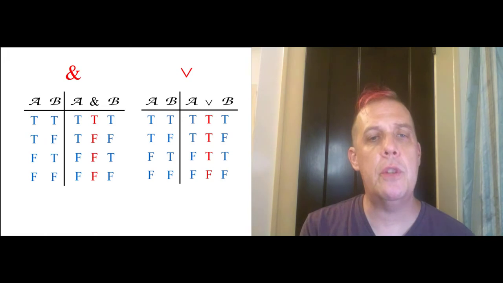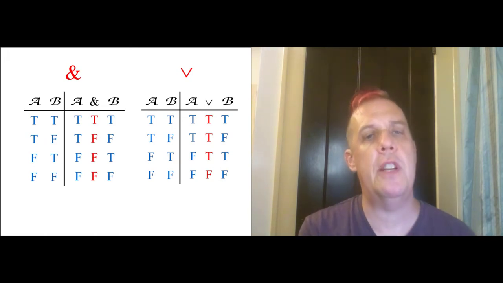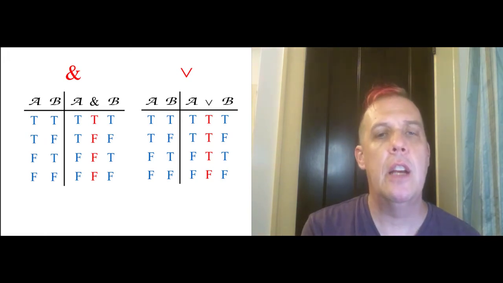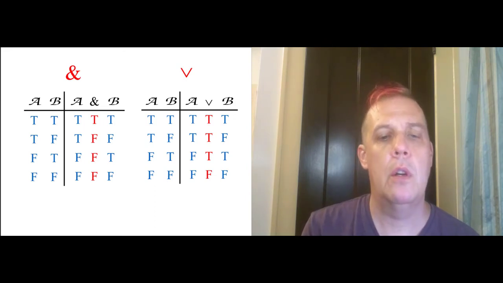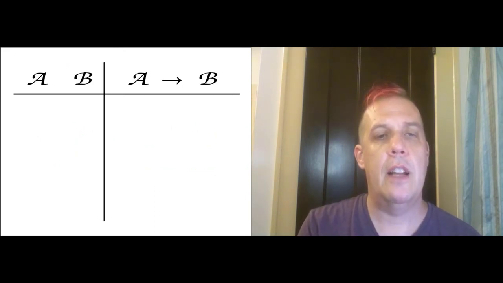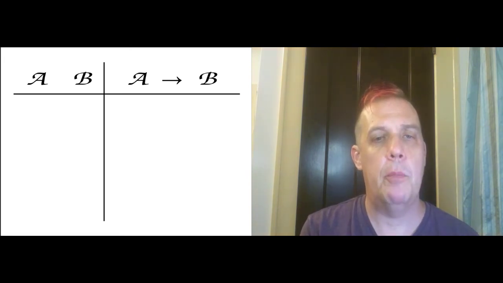So now we have 2 tables. We call these truth tables, and they characterize the meaning of the sentential connectives. In this case, the connective for and and the connective for or. Now let's take a look at the table for the connective if-then, the implication.